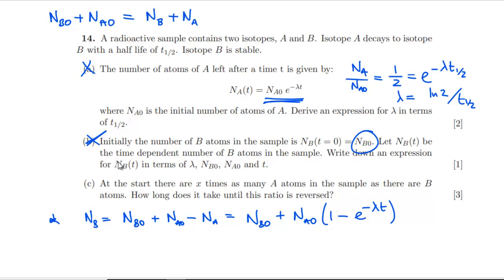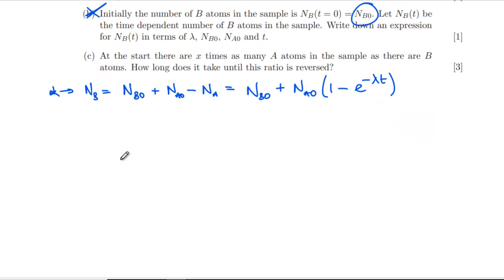This must always add up because we're not losing any of our sample here. It's either A or it's B. It's not going off anywhere else, and that's just rearranged into this equation here. So that's fine. At the start, there are X times as many A atoms in the sample as there are B atoms. How long does it take for this ratio to reverse?